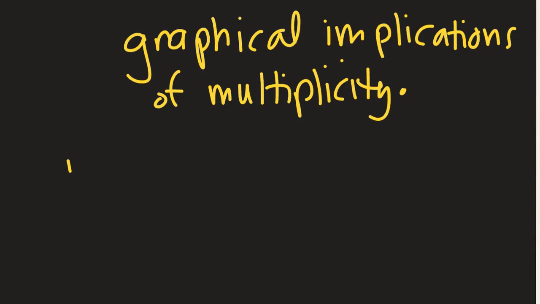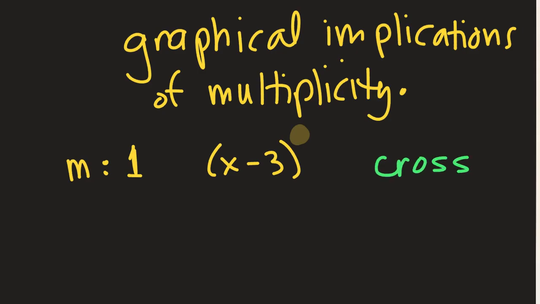So let's talk about the graphical implications of multiplicity. There's three things we have to be concerned about. If our graph has a multiplicity of 1, as in there's no exponent, we're looking at the power of your factor. If there's not a number up there, that means it has a multiplicity of 1, and what that means is the graph will cross the x-axis at that point. So if this is x minus 3, our graph crosses the x-axis, a normal crossing from positive to negative or from negative to positive.